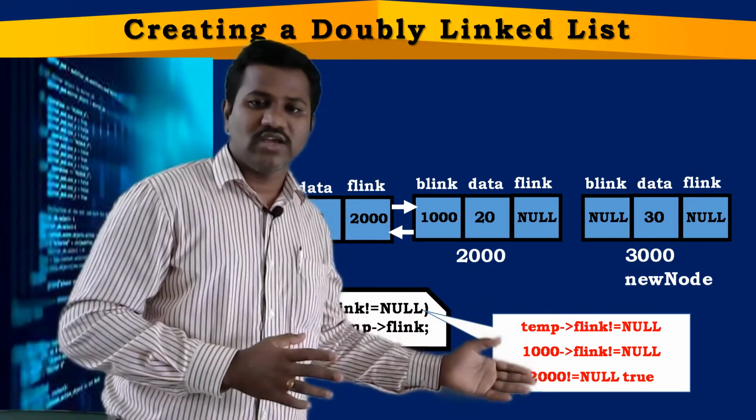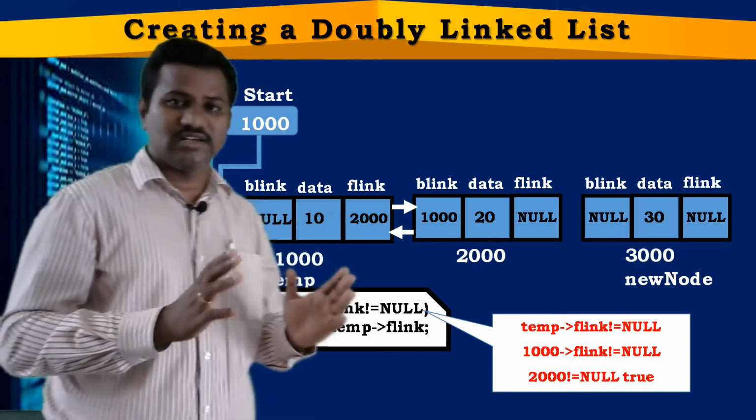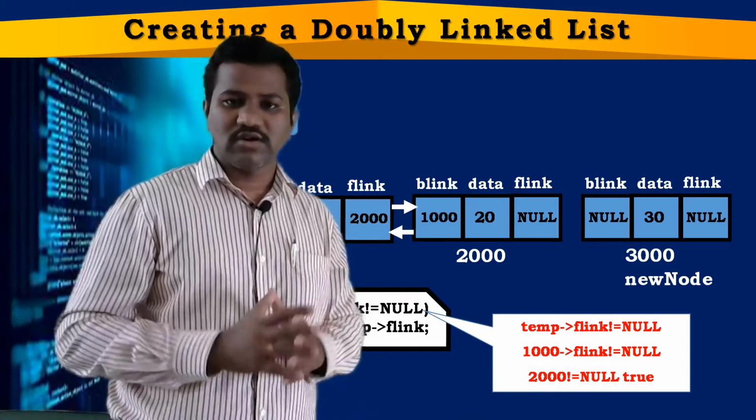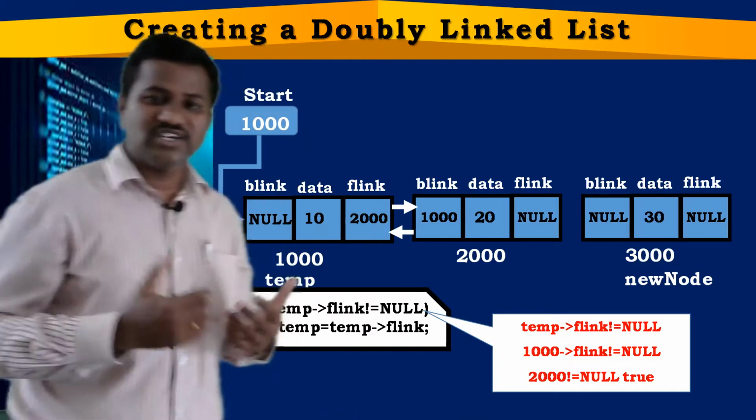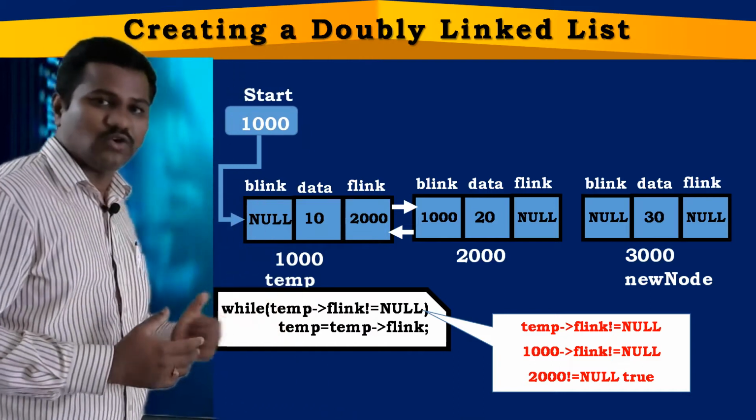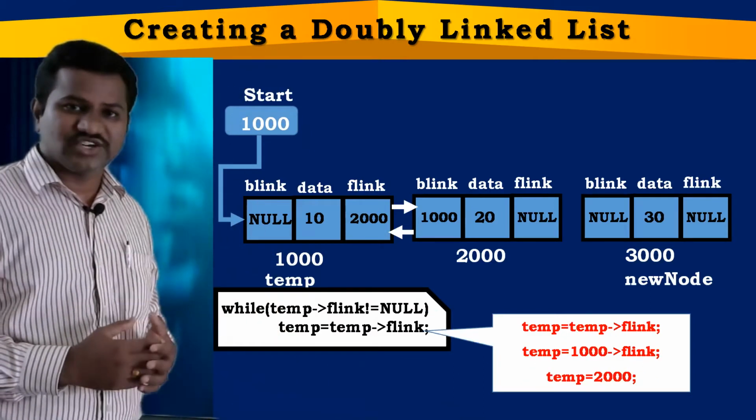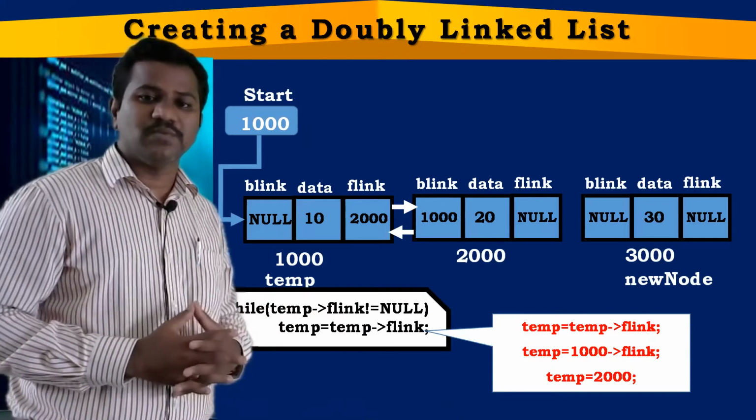1000 arrow forward link uses what? 2000. It's not null. 2000 not equal to null, the condition is what? True. If the condition is true, it means we are entering into the while. Inside this while we have one instruction, that is temp is assigned with temp arrow forward link.